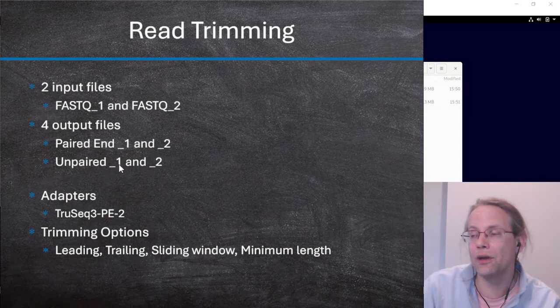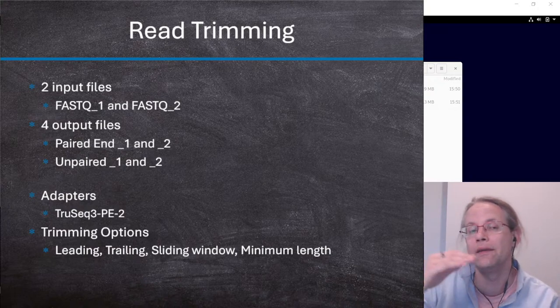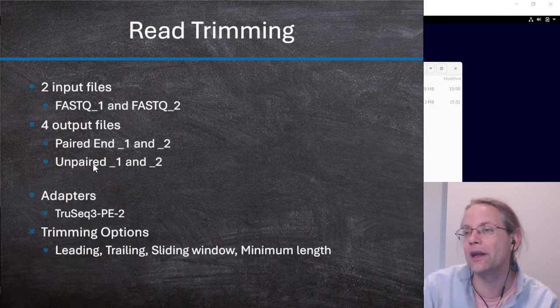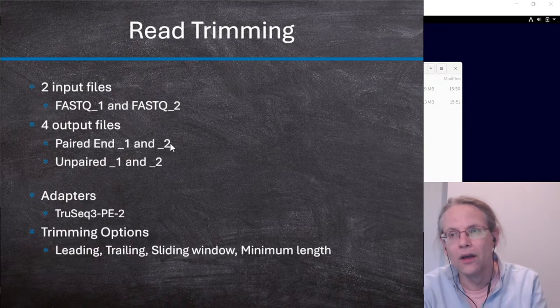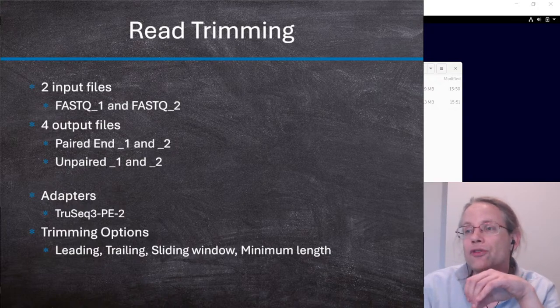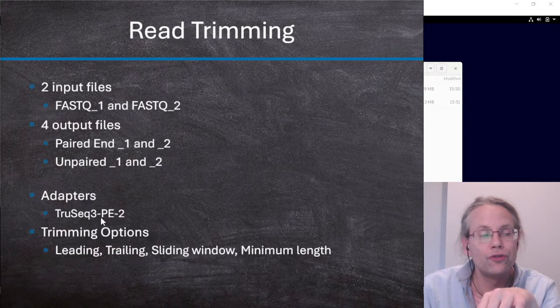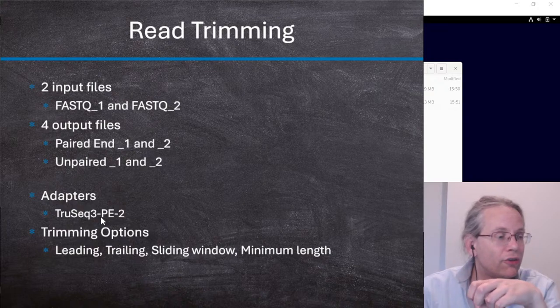It can happen the same in the opposite direction, right? So that the right read is not good enough, so the whole read gets discarded and the left read is still left, and then it goes into unpaired_1. So that means that some of the reads will not be paired anymore. But all of the paired end reads which have been trimmed will end up in these two files, so in paired end 1 and paired end 2. And if we want to run Trimmomatic, we need to know which adapters were used, because it needs to know which adapters to trim.